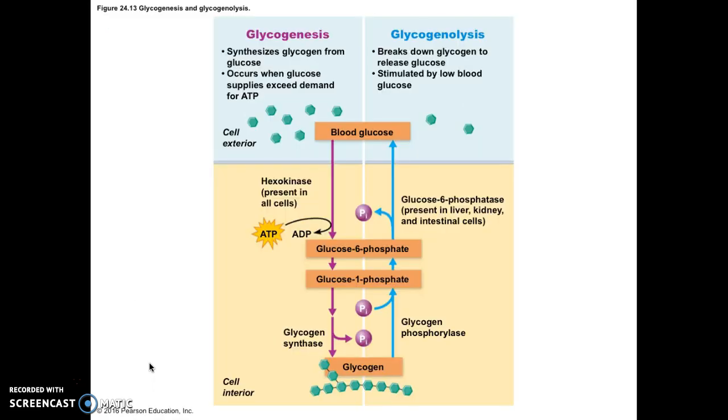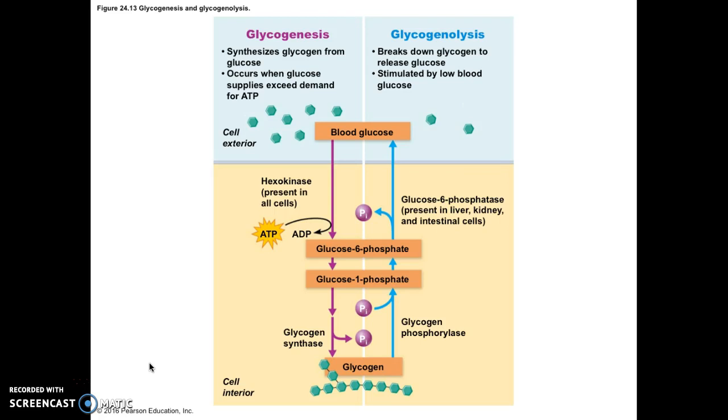Figure 24.13 shows glycogenesis, the formation of glycogen from glucose, as well as the reverse reaction, glycogenolysis, the catabolism of glycogen to glucose. Glycogenesis occurs when glucose supply exceeds ATP demands.